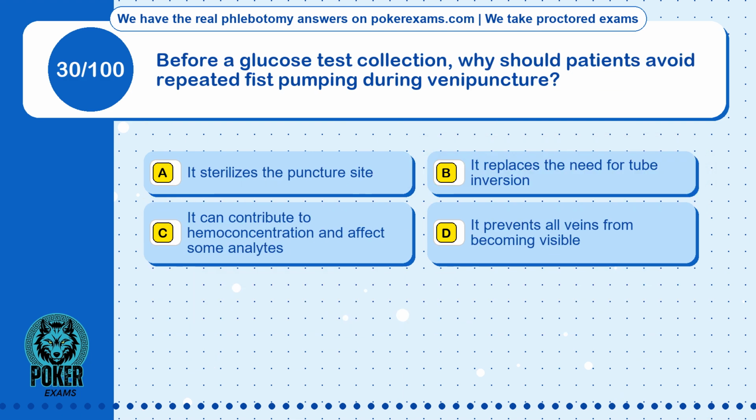Question 30. Before a glucose test collection, why should patients avoid repeated fist pumping during venipuncture? Option A. It sterilizes the puncture site. Option B. It replaces the need for tube inversion. Option C. It can contribute to hemoconcentration and affect some analytes. Option D. It prevents all veins from becoming visible.